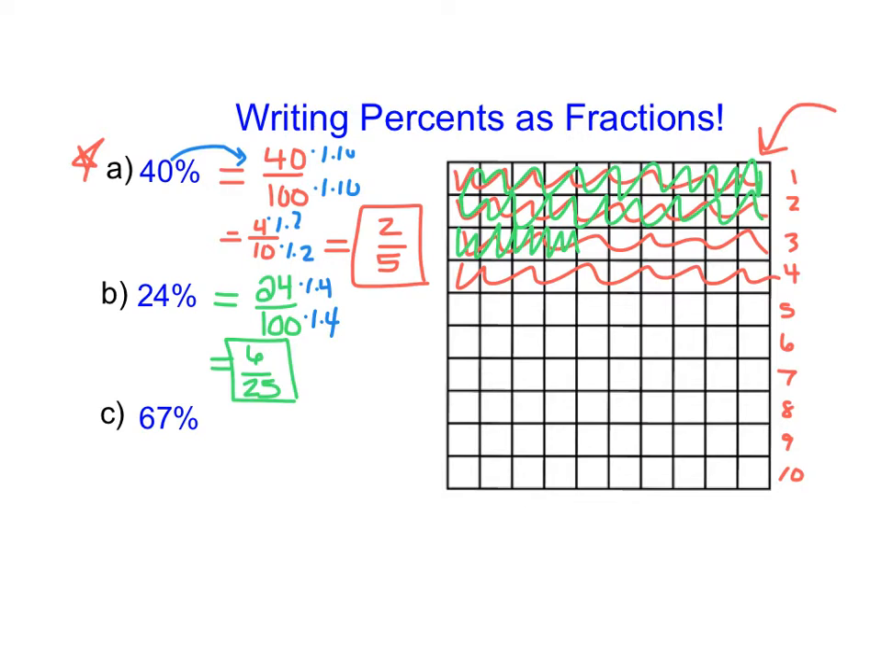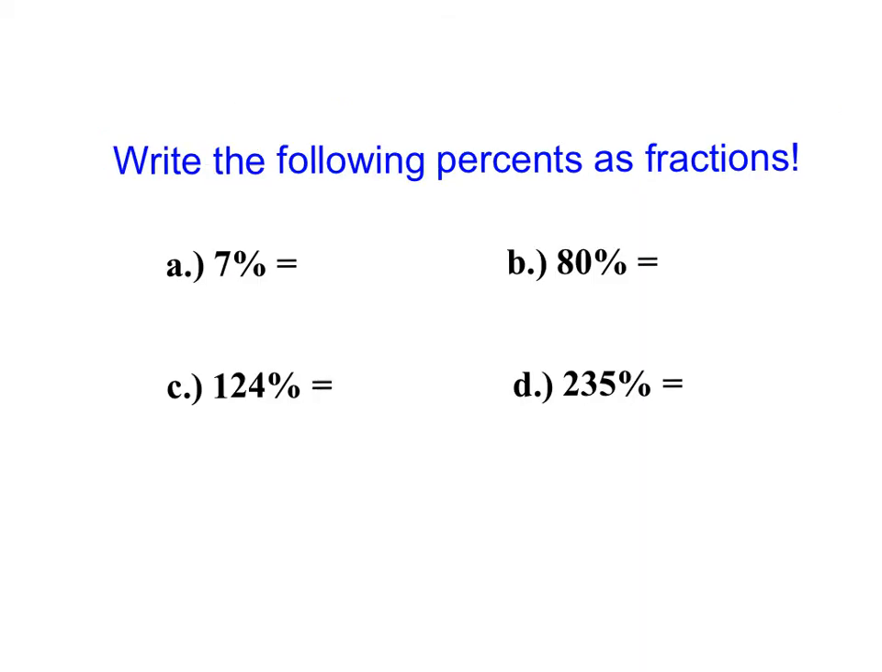Then from here, my next one, I want to write this as a fraction as well. So I take 67 and I put it over 100. What I notice here is that this fraction cannot be simplified further. So I stop, and it is now in simplest form. As I said, writing a percent as a fraction simply means that you put that percent over 100 and simplify. Let's practice this with a few more numbers just to make sure we've got it.